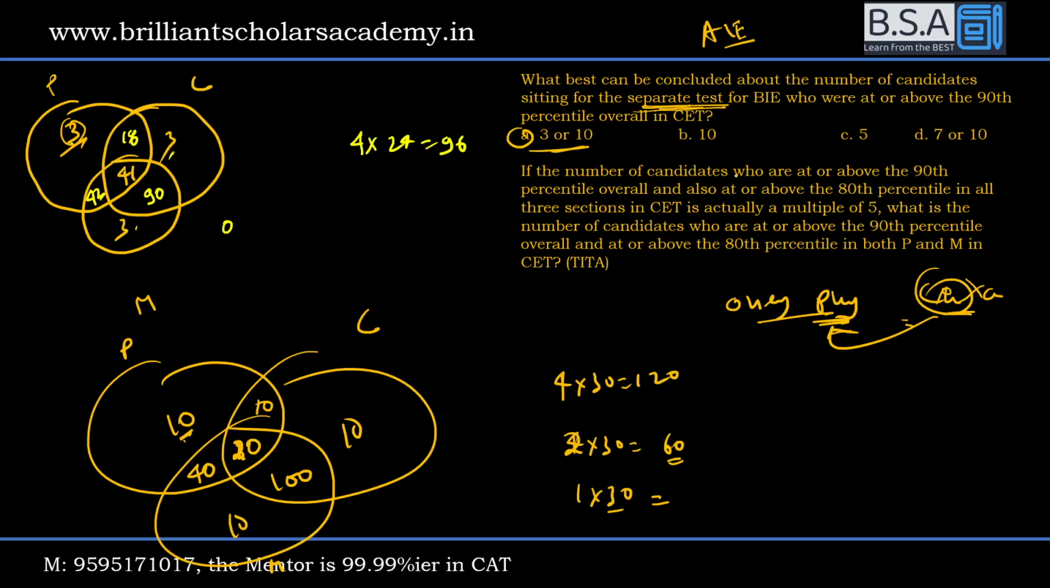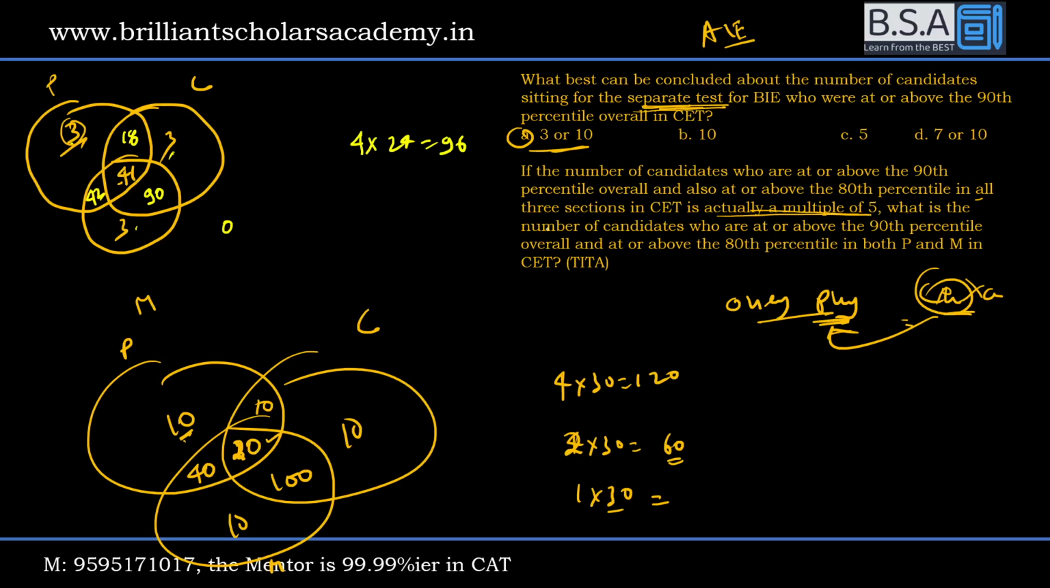If number of candidates who are at or above 90th percentile overall and also above 80th percentile in all three sections is actually a multiple of 3, multiple of 5, तो multiple of 5 ये तो है नहीं, multiple of 5 ये है, all three बोला है ना, all three sections, तो बीच वाला नंबर 20 multiple of 5.